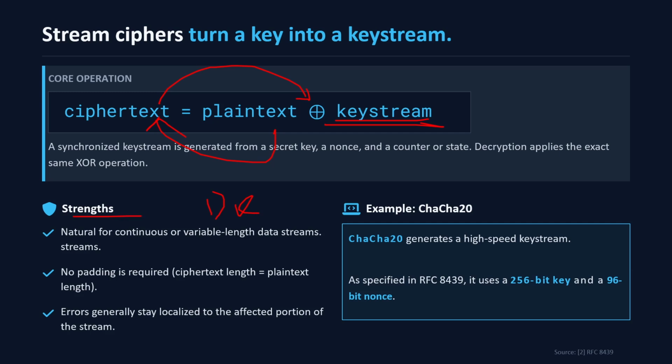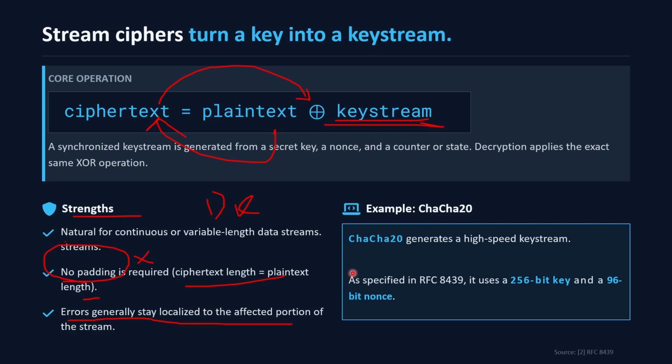What are the strengths of the stream cipher? First, it is natural for continuous and variable-length data streams. There will be no padding, and the plain text and ciphertext lengths will be equal. Errors generally stay localized to the affected portion of the stream.